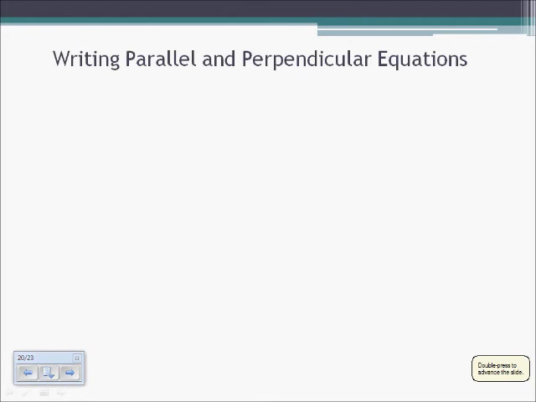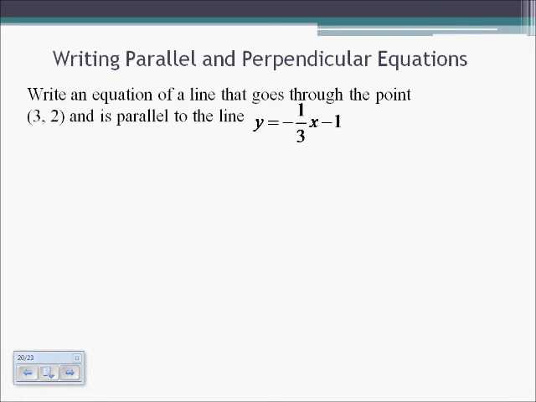Alright, writing parallel and perpendicular equations. Okay, continuing on here. The question states, write an equation of a line that goes through the point (3, 2) and is parallel to the line y equals negative 1/3 x minus 1. So the first thing we have to note here is, what does it mean to be writing an equation that's parallel or perpendicular? Well, it's simply that we're taking a look at the slope of the line that's given to us.